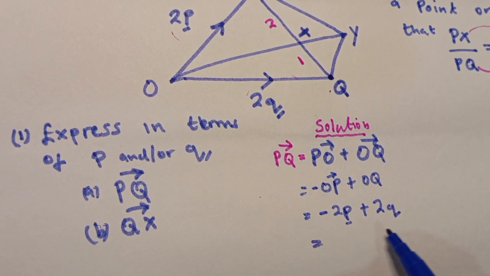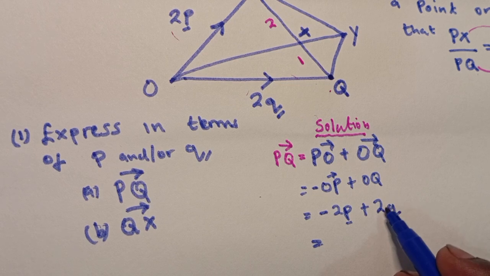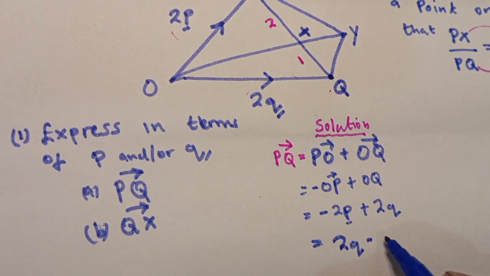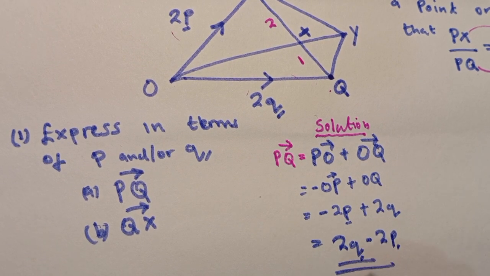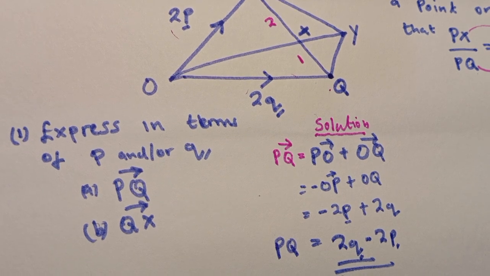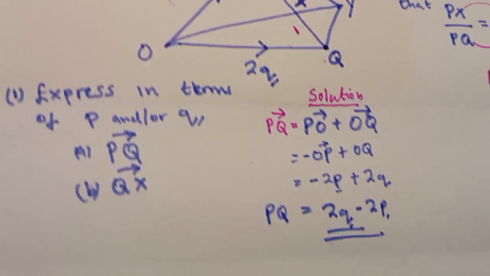Whenever you have a negative and a positive, let's start with the one which is positive, and then the one which is negative can follow it after. So this is our vector PQ. That is vector PQ.